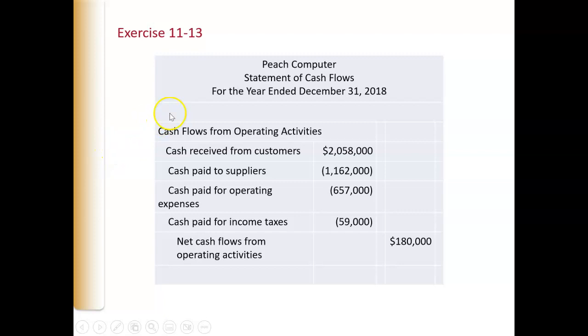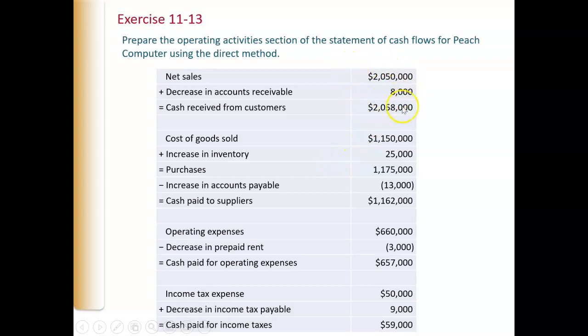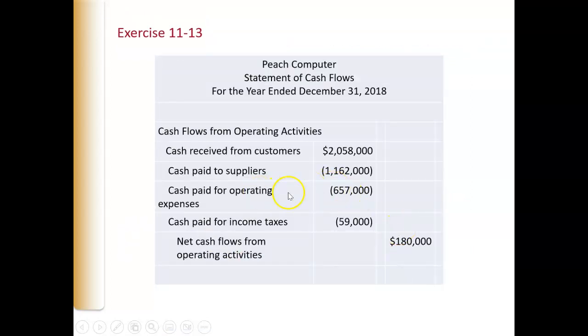Here is, using the direct method, the operating section. Cash received from customers, $2,058,000. This is how we calculated it. Cash paid to suppliers, $1,162,000. Here's how we calculated it. Cash paid for operating expenses, cash paid for income taxes, our net cash flows from operating. The direct method is done totally different. Guys, it makes sense, but it's harder to do. Okay?